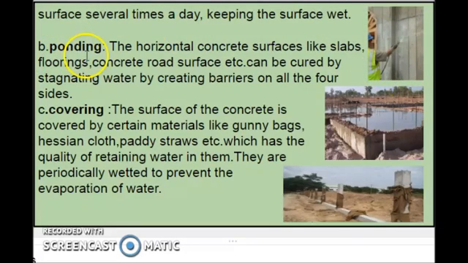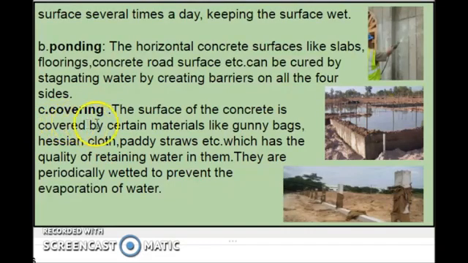Second one is ponding. The horizontal concrete surfaces like slabs, floorings, concrete road surfaces are cured by stagnating water, creating barriers on all the four sides. This type of curing is called ponding, where water is stagnated by creating barriers on all the four sides.